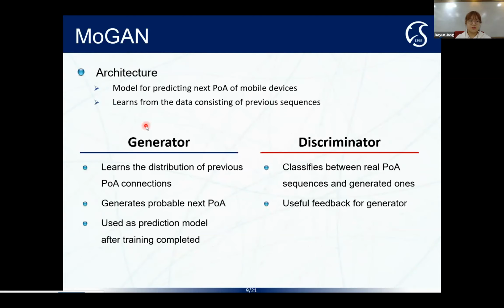MoGAN is a GAN-based model for predicting the next point of mobile devices. So it consists of two structures, generator and discriminator. Generator learns from the previous sequences and generates the next point. That is, generator is used as a prediction model after the whole training process. The role of discriminator is classifying between real and generated data, that is, real and generated POA sequences. And the classification result gives the feedback for generator and supports generator's predicting performance.